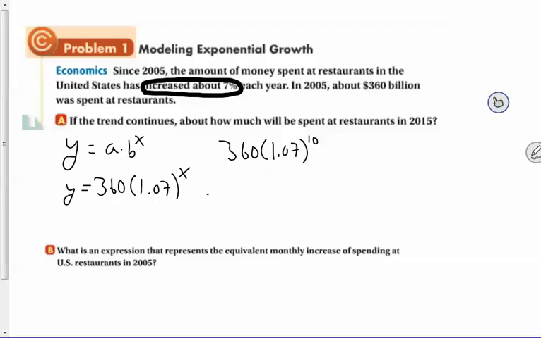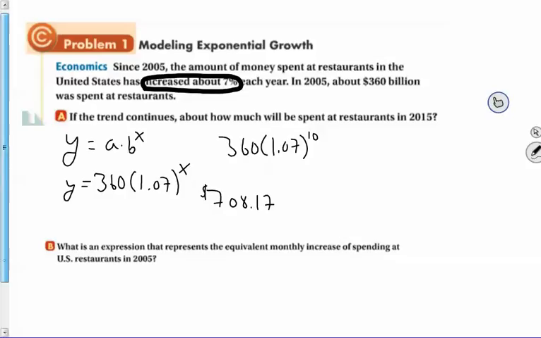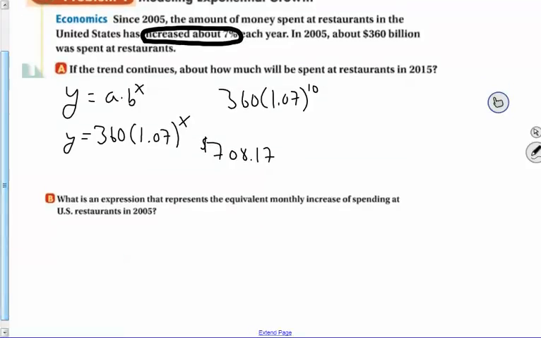I'm going to round, but it's 708.17 billion dollars. Now, what is an expression that represents the equivalent monthly increase of spending at U.S. restaurants in 2005? With this, you've got to think of it in months instead of years. There are 12 months in a year.